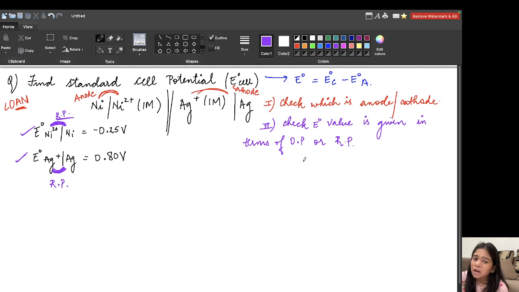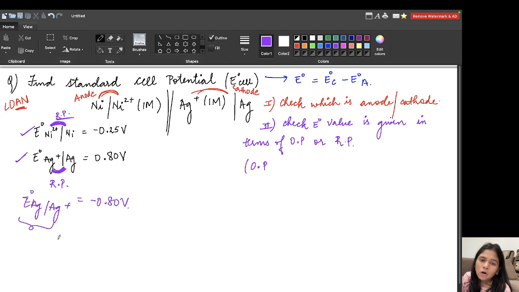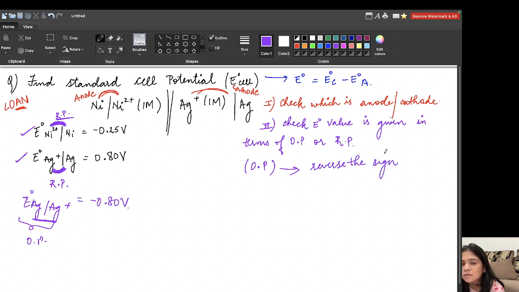So everything is correct. But in case they would have given in terms of oxidation potential, like suppose if they would have given you in this term, Ag plus is minus 0.80 volt. Here your oxidation potential value is given, right? Because your oxidation is happening. What you need to do is, you need to reverse the sign. So when you reverse the sign, you will get 0.80, that will be your reduction potential.